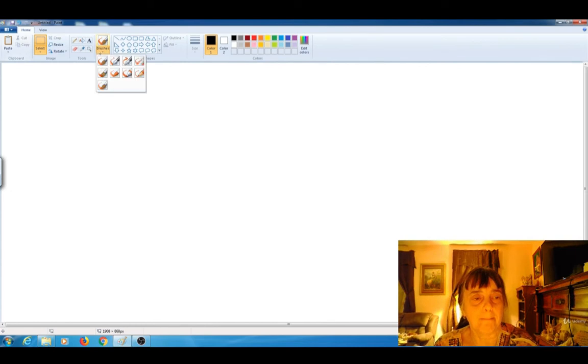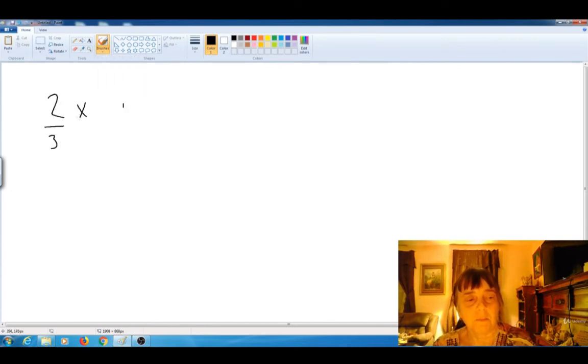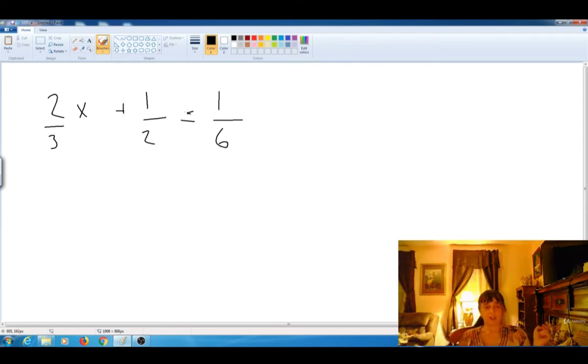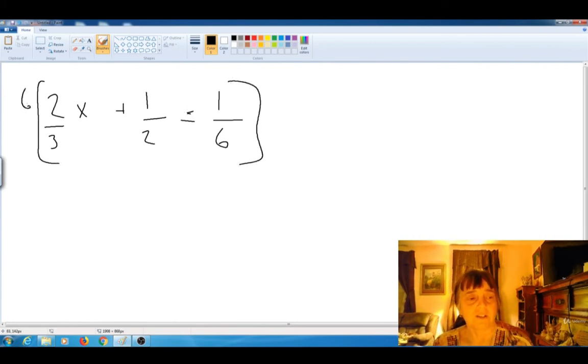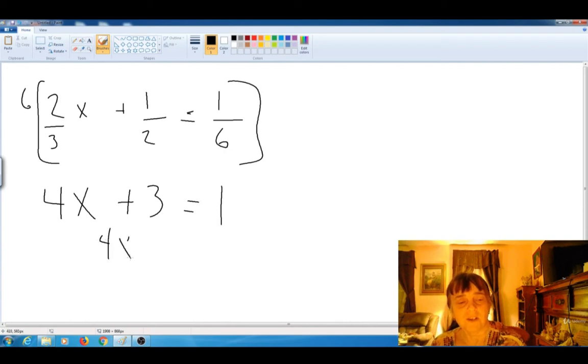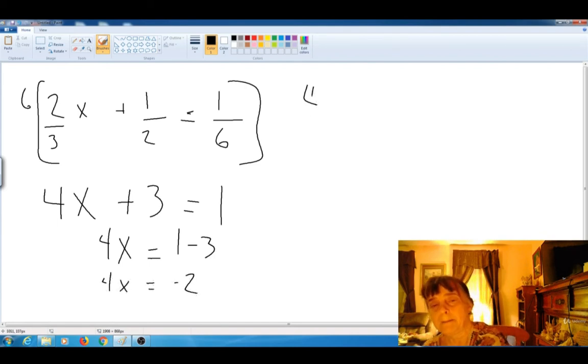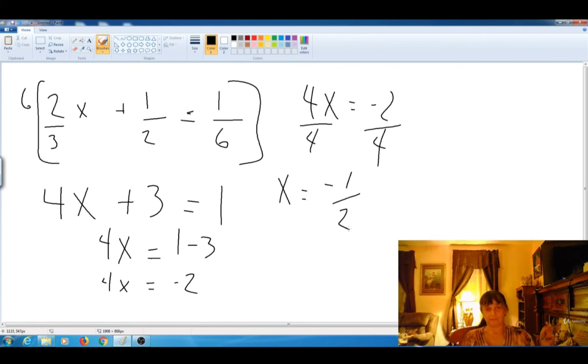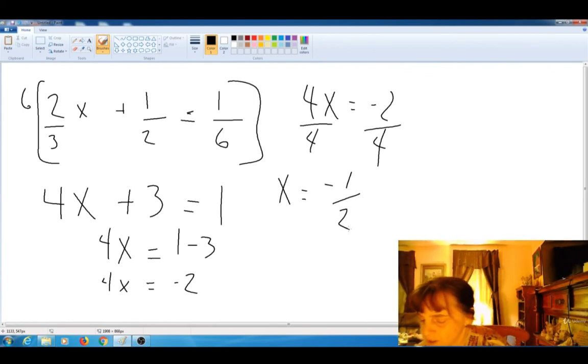Okay, so let's say I have 2/3 x plus 1/2 equals 1/6. Your common denominator is 6. So we can multiply the whole equation by 6, and if we do that, we can get rid of our fractions. So 6 into 3 is 2, 2 times 2 is 4, that's 4x. And 6 into 2 is 3, 6 times 1/6 is 1. 4x equals 1 minus 3. 4x is negative 2. Then divide both sides by 4. x is negative 2/4, which reduces to negative 1/2. So that's how we solve a linear equation.